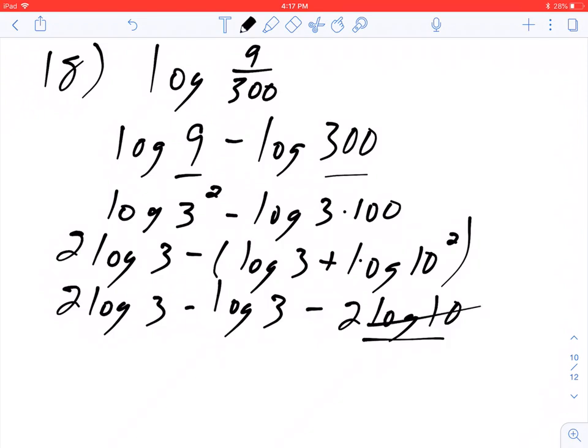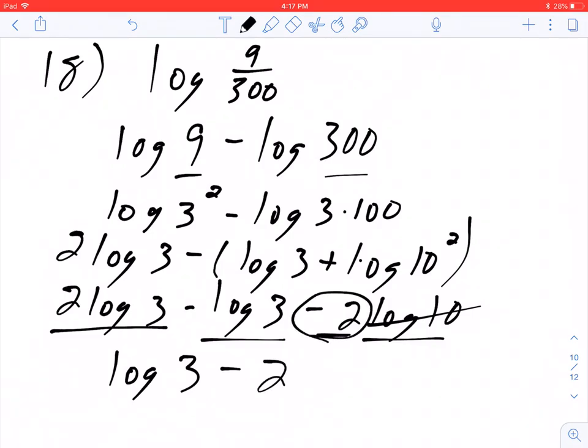That turns into 1. And now what we have right here is 2 log 3 minus 1 log 3. And what that becomes is 1 log 3, then minus 2, because this minus 2 right here didn't go away. So 2 log 3 minus 1 log 3 turns into 1 log 3, and then minus 2 comes down. So there's your final answer. That was a tricky one too.